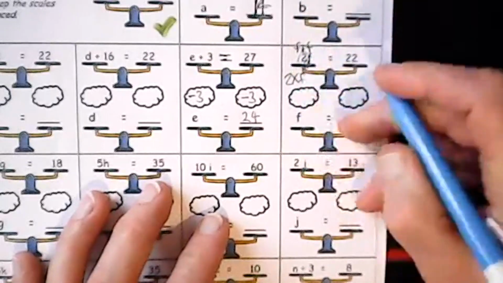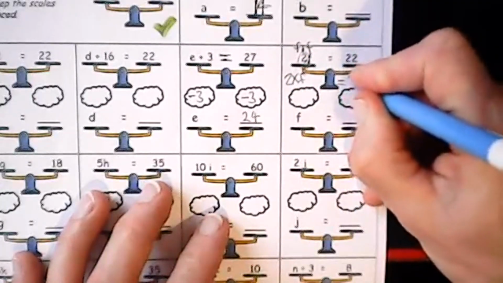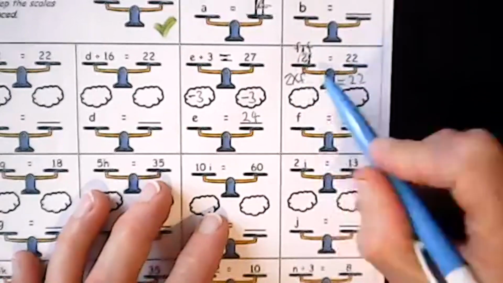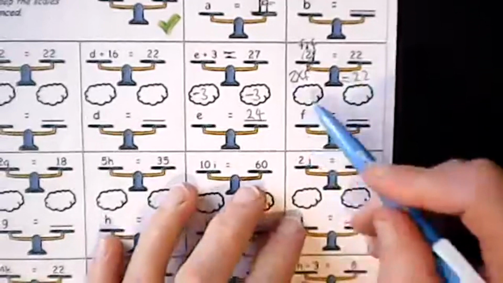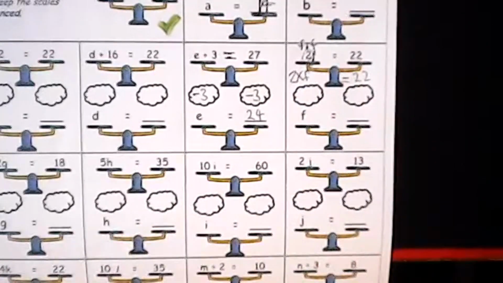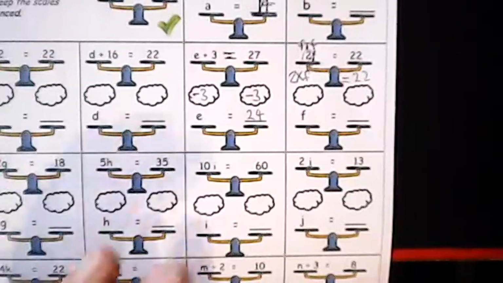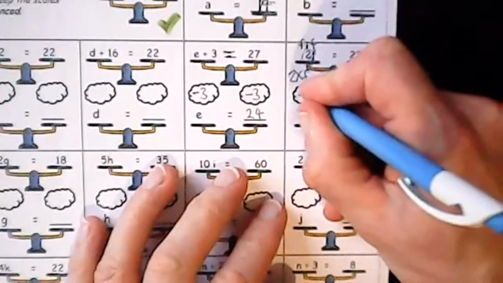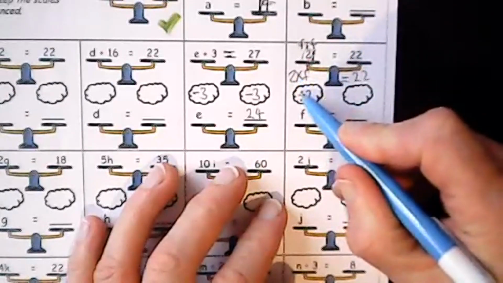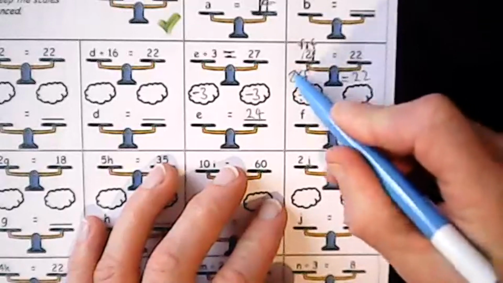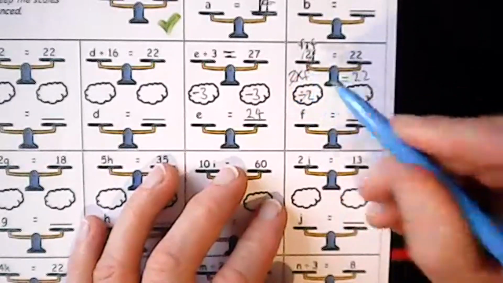I'll just put that in full so that we can see it a bit more clearly. We've got 2 times an F is 22. So what am I going to do? I'm going to do the reverse of a 2 times. Okay, give you a second to think about that. What's the reverse operation of 2 times? That's right, so I need to do a divide by 2. A 2 times and a divide by 2, okay, they cancel, giving us 1F.